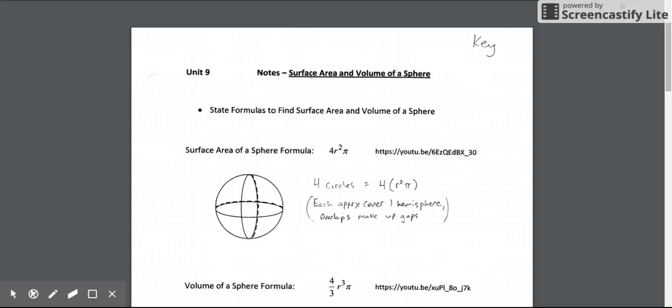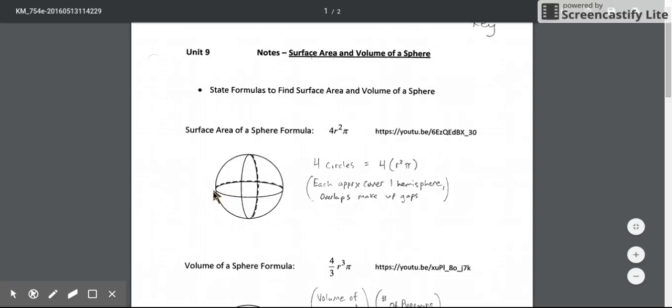In this video, I'm going to be describing how to find the surface area and volume of a sphere. The surface area of a sphere can be found by using this formula, 4 times r squared times pi. So you might be thinking that, well, r squared times pi is one circle, so we're saying that the surface area of a sphere is just 4 circles.